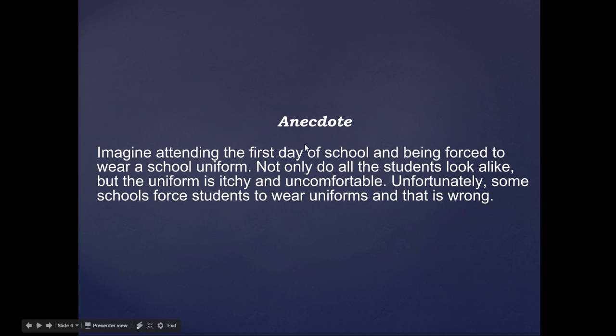So when I was writing that, I was really looking to think about the images and the feelings. And so what could you see? All students look alike. How did they feel? Itchy and uncomfortable. And just that's plain wrong. And trying to hook my reader into this topic through the sensory images.